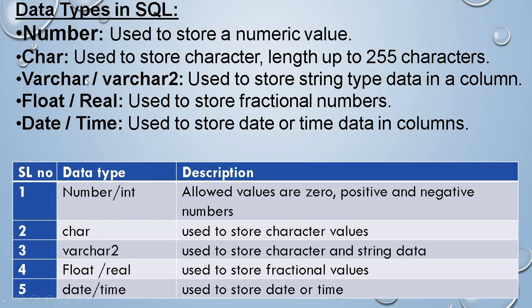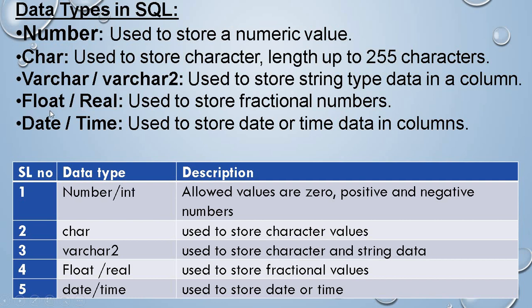Data types in SQL. There are different data types in SQL, like number. Number is used to store numeric values, that is 0 to 9, and char is used to store characters, that is single characters A, B, C. The length of the character type can be up to 255 characters. Then the next data type is varchar, and varchar2 is used to store string type data in a column.